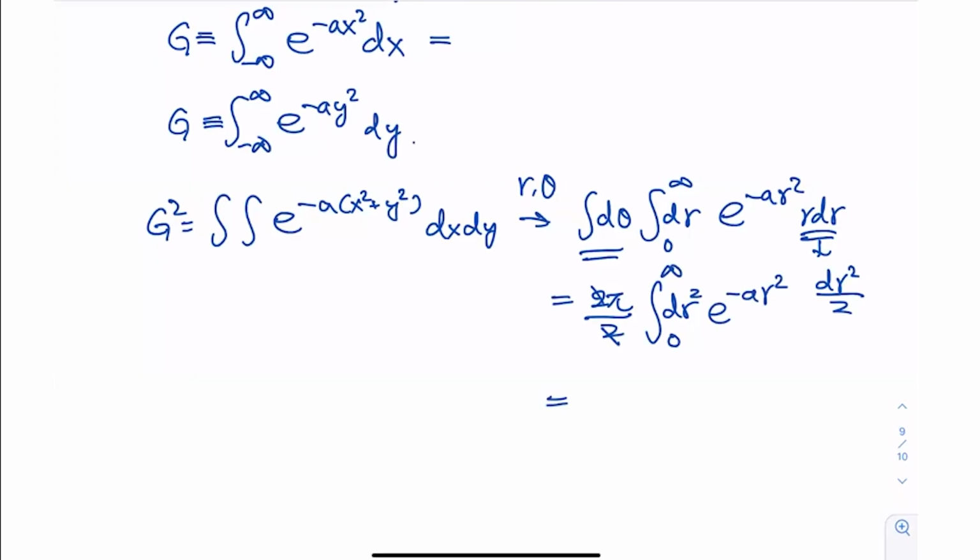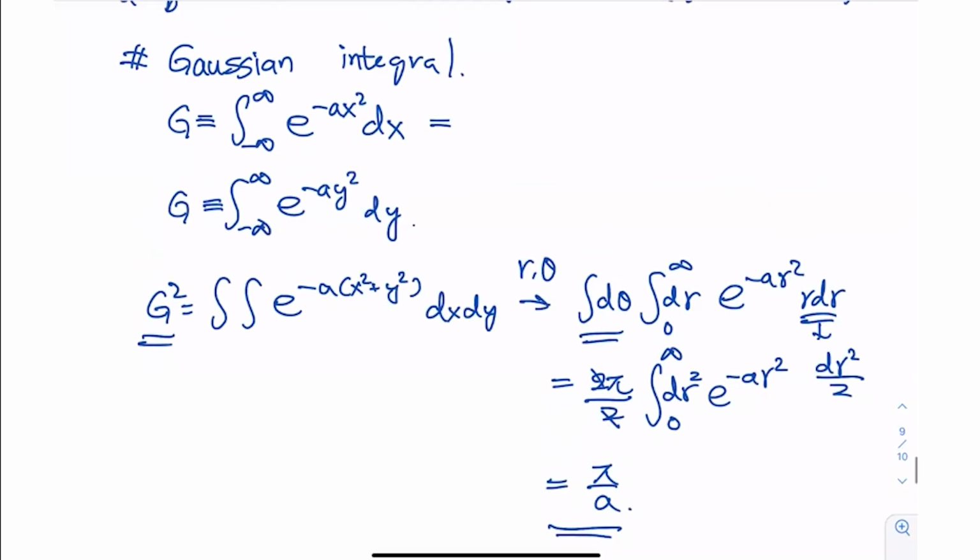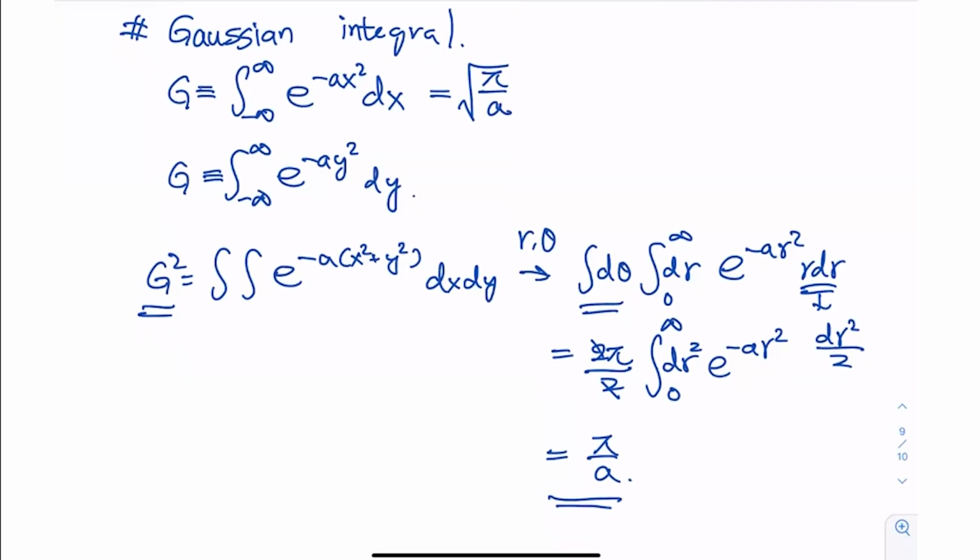And then you'll get pi over a. Since we know g squared equals pi over a, it means that g is equal to the square root of pi divided by a. That's a very elementary integral, but it is nice to know this kind of formula exists. Even during the midterm exam, if you forgot it, you can still derive it.